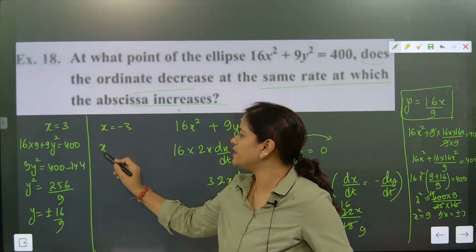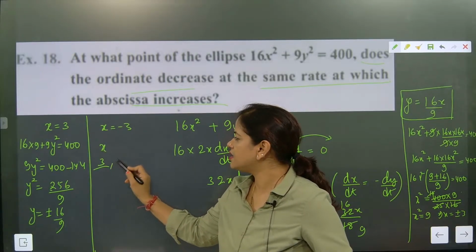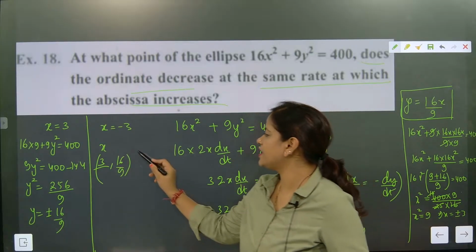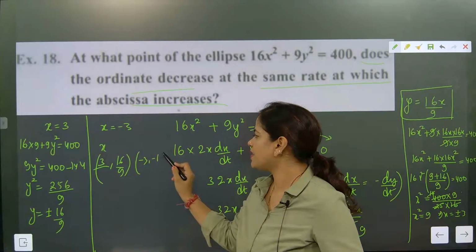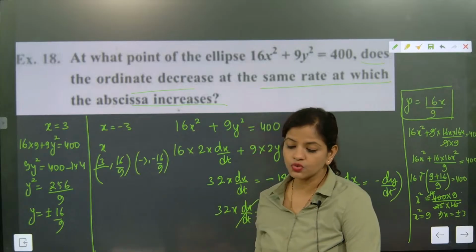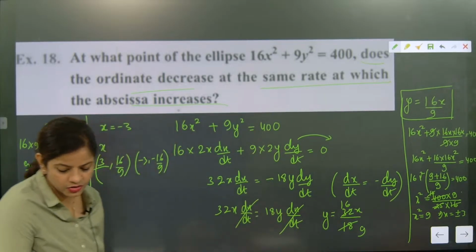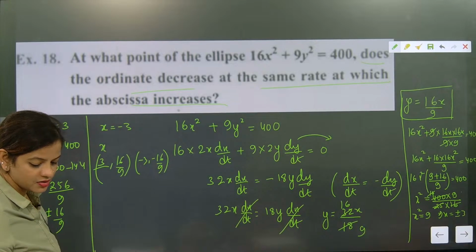So x will be equal to one time 3 with 16 by 9, and one time minus 3 with minus 16 by 9. So these two will be the values which are exactly going to work. I hope you have understood. This is again another important point.